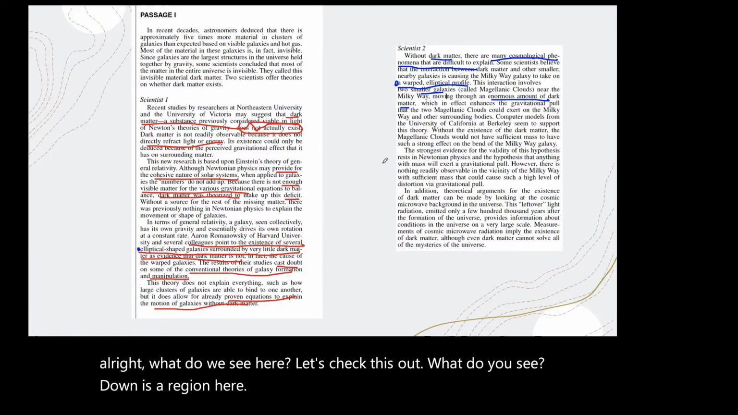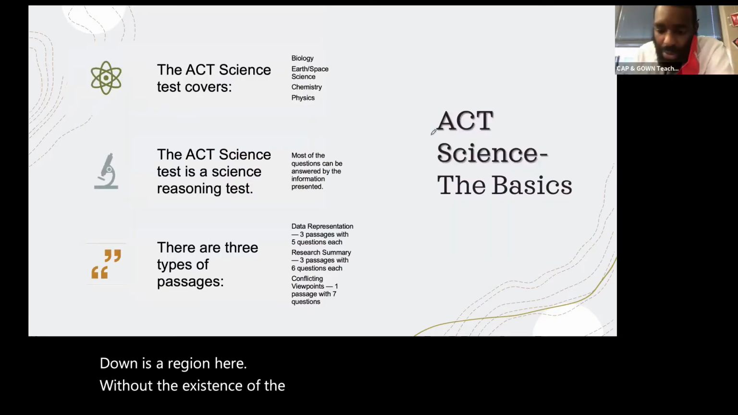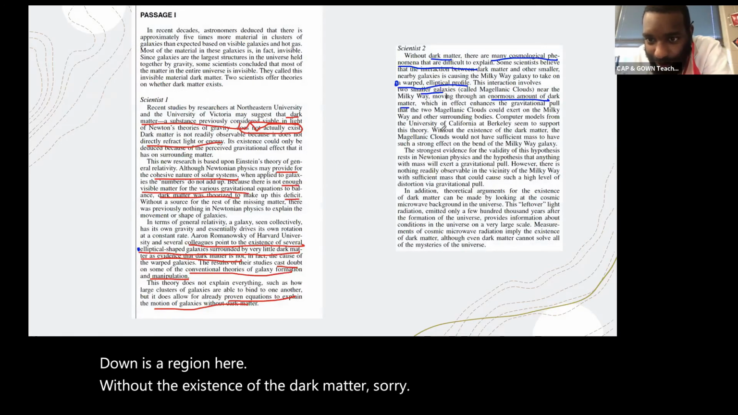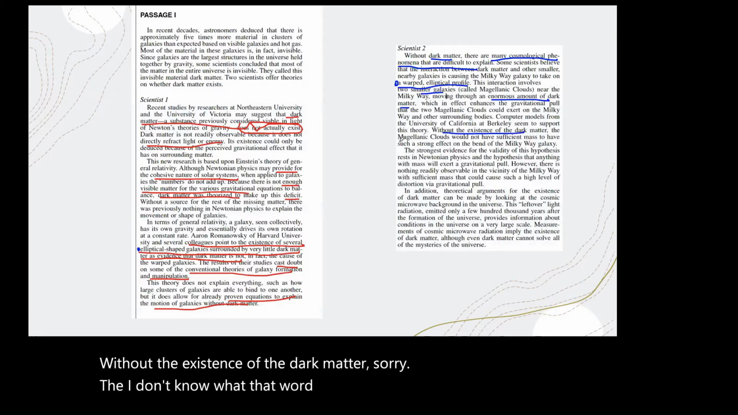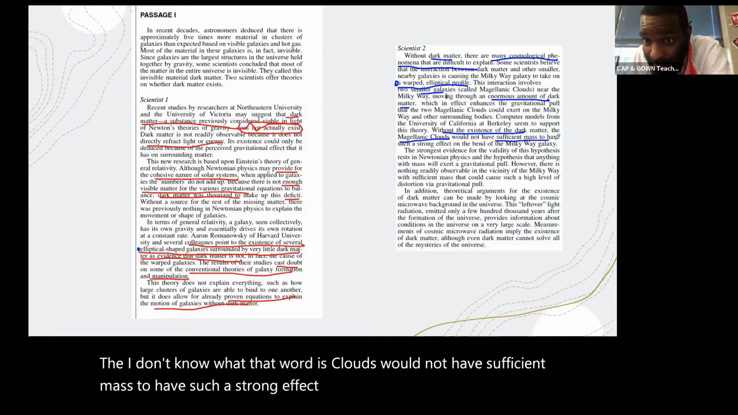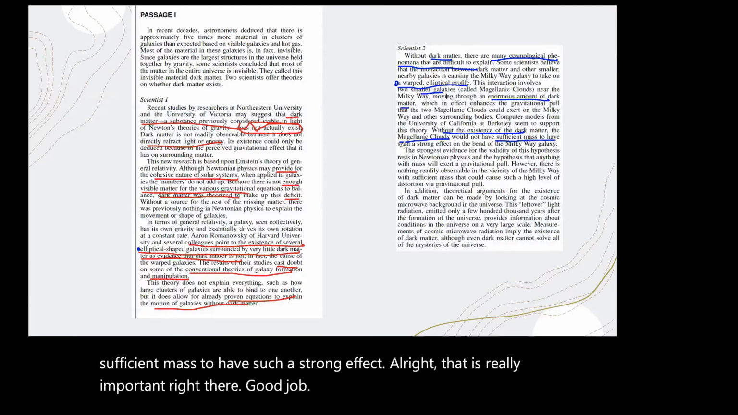Without the existence of the dark matter, I don't know what that word is. Clouds would not have sufficient mass to have such a strong effect. All right, that is really important right there. Good job.